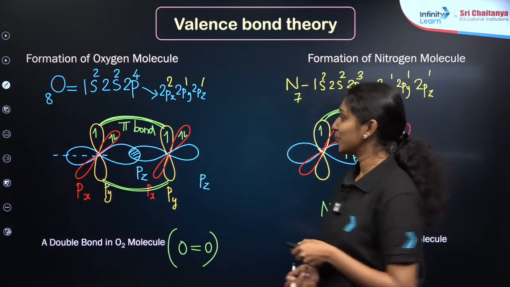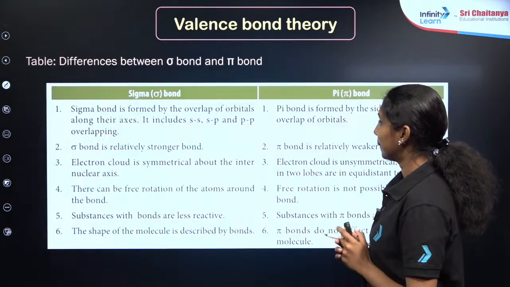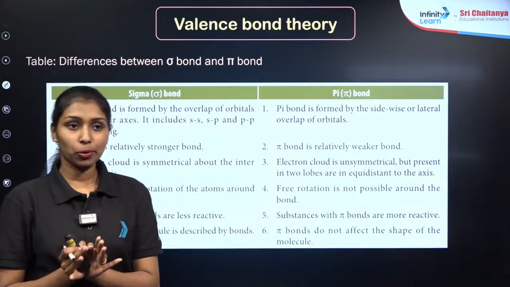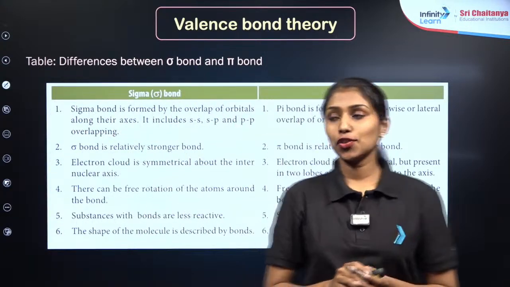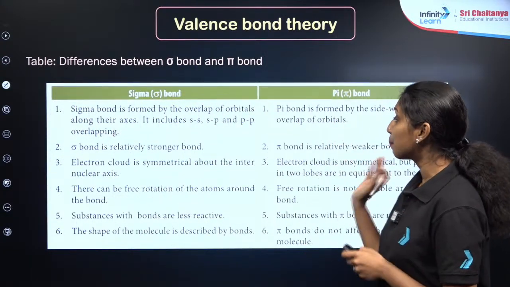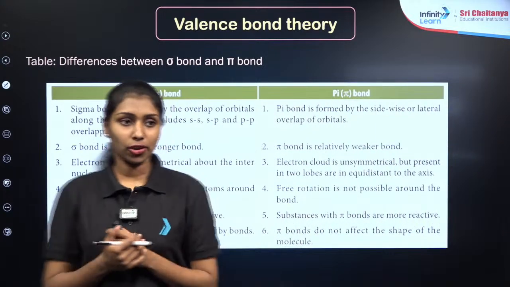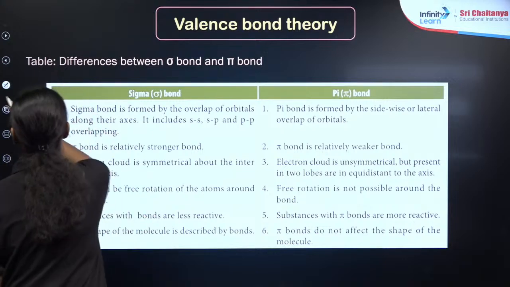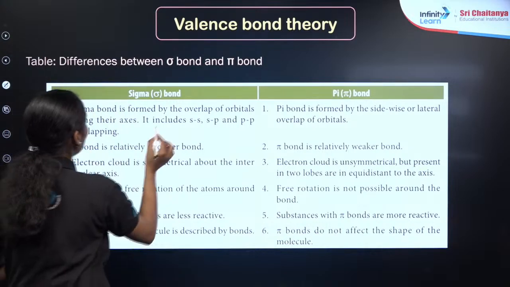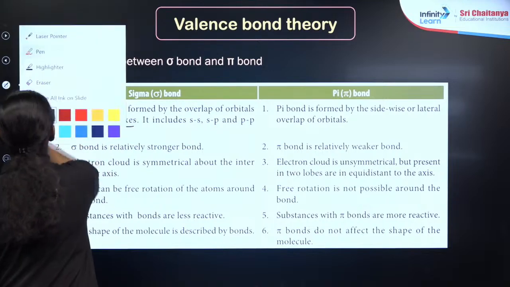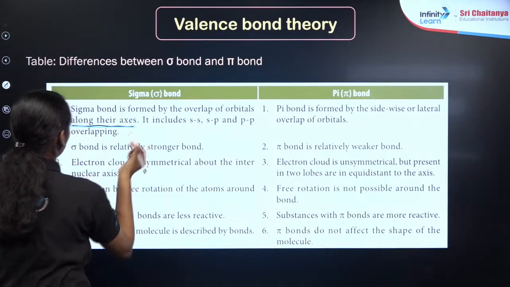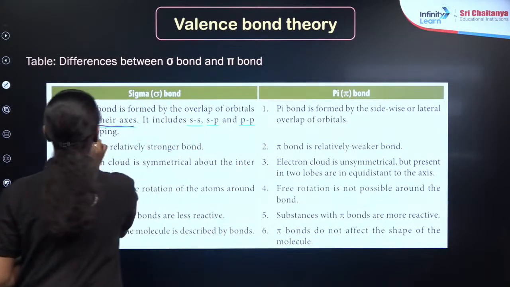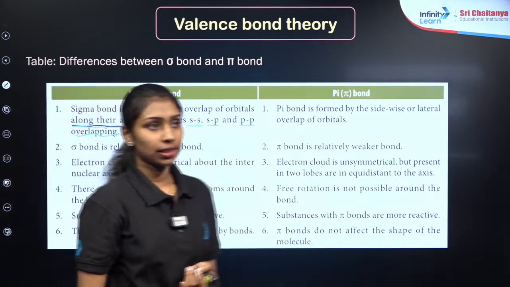Okay, fine. Now, these are the major points behind the valence bond theory. We have already discussed the sigma bond and pi bond. So first we have to know the differences between sigma bond and pi bond. I will just read the table here. First, the sigma bond is formed by the overlap of orbitals along their axis. That is why it is called axial overlapping. Then it includes SS, SP and PP overlapping. No doubt, right? We have already discussed.